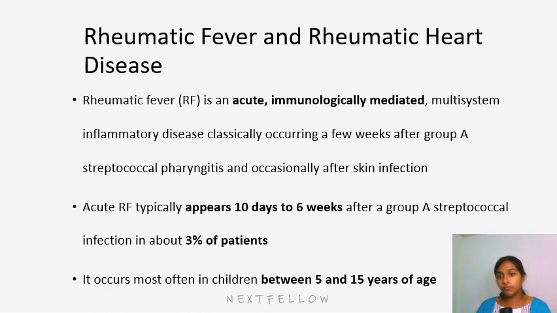So coming to rheumatic fever as well as rheumatic heart disease. Rheumatic fever is nothing but an acute immunologically mediated multi-system inflammatory disease which usually occurs a few weeks, that is after 10 days or 6 weeks, following a group A streptococcal pharyngitis or after a skin infection. Acute rheumatic fever is seen in 3% of patients, and the common age group affected is around 5 to 15 years of age.